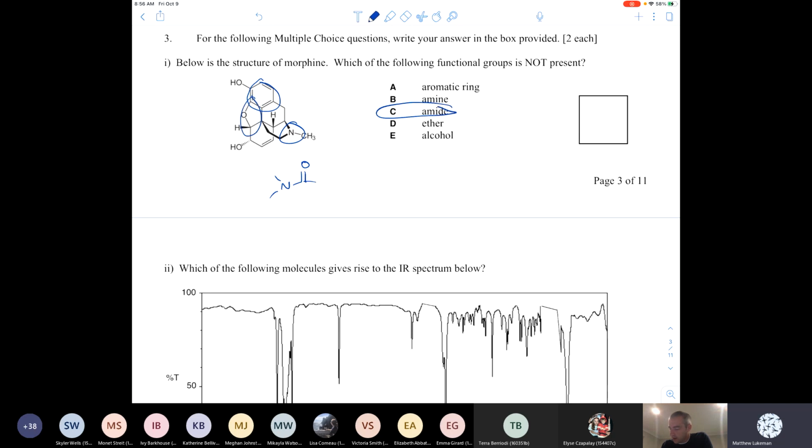Ether is present right here. Alcohol is present here and here. So the correct answer is C.